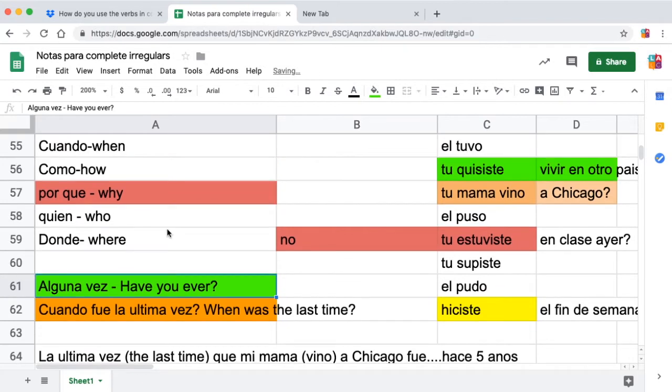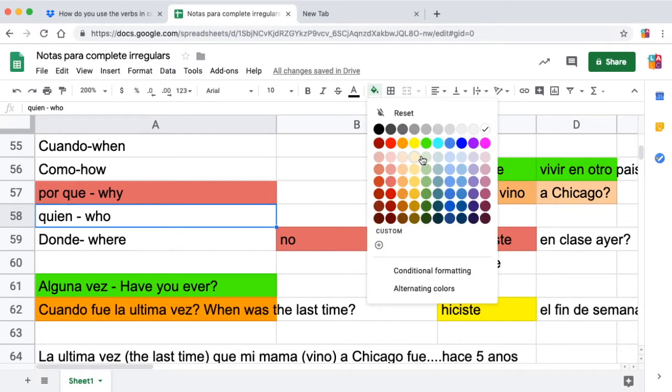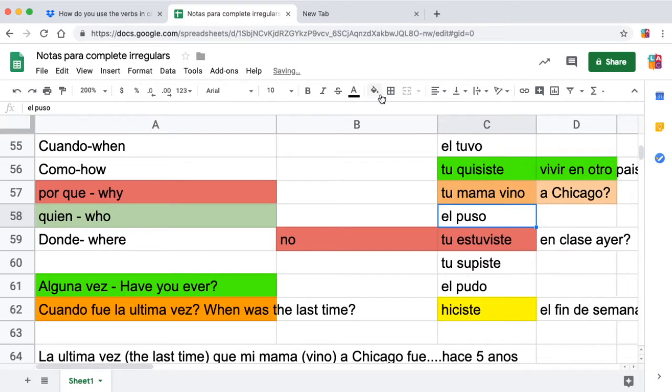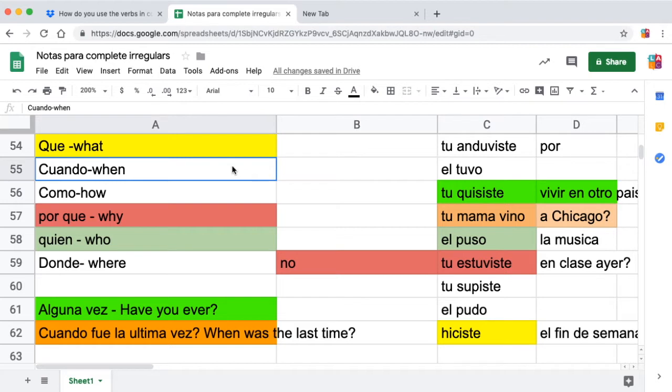And then the same happens with all of them. Por ejemplo, ¿quién puso la música? Who put this music? ¿Quién puso esta música horrible? No sé. ¿Quién puso la música? O ¿cómo pudiste? Él pudo hacer eso. How he could do that. Cuando él tuvo frío. When he was cold. You see, these are all examples that you can use. Cuando supiste la verdad. When you knew the truth.